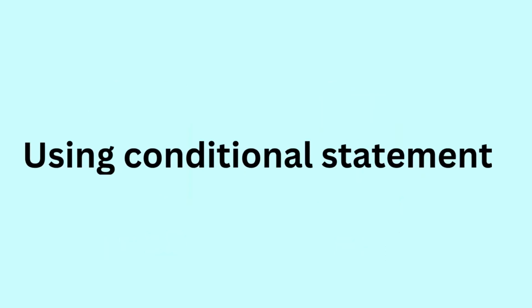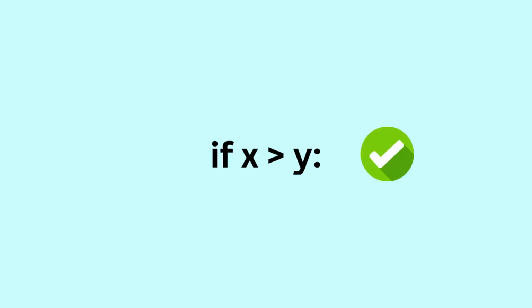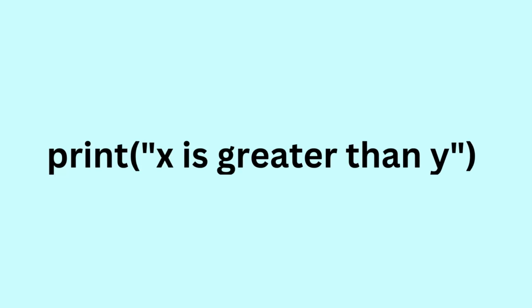Comparison using conditional statements. The program uses if, elif, and else statements to compare the values of x and y. The line "if x > y:" checks if the value of x is greater than the value of y. If this condition is true, it executes the indented line below it, printing "x is greater than y", and then the program ends.